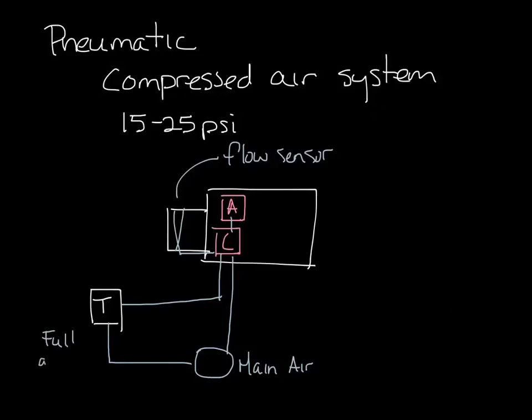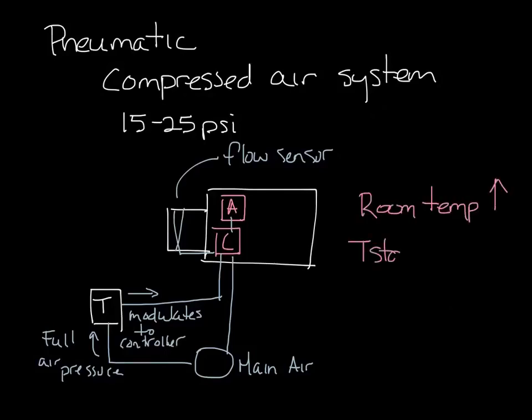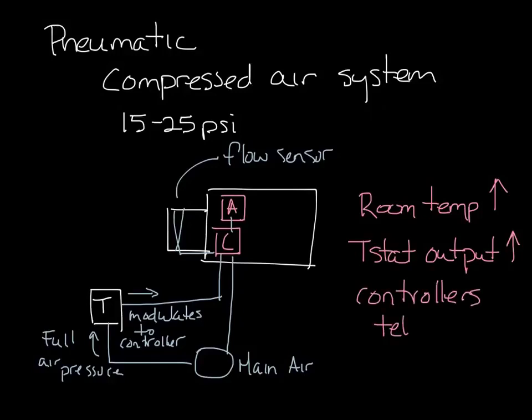The thermostat receives full air pressure from the main supply air, and it modulates the output pressure that goes to the controller to tell the controller whether it needs to open or close the damper. So when the room sensor senses an increase in temperature, the thermostat output pressure increases as well to the controller, which tells the controller to open the damper and supply more air to the space. Pneumatic controls can be pressure dependent or pressure independent, but we usually see pressure independent. We'll have a future podcast that covers more detail about pneumatic controls, since we still see them around and a lot of people don't fully understand their operation.